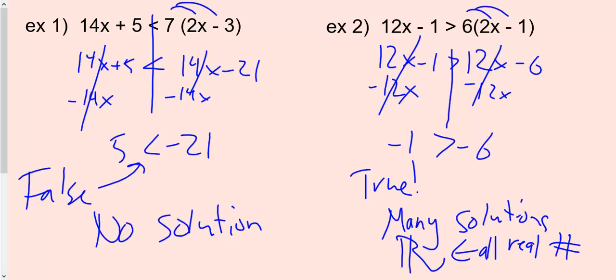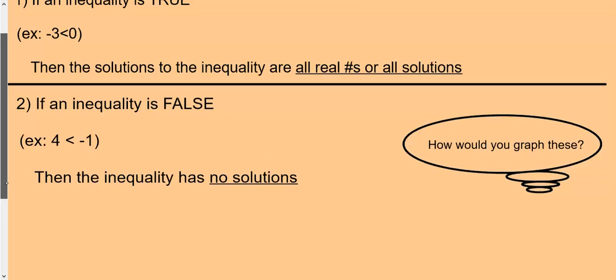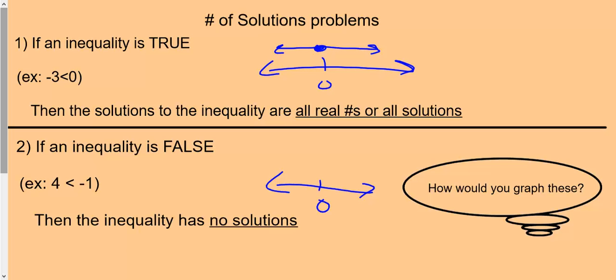This fancy R. Okay, so that means any number for x that you plug in will make that a true statement. On the other one, there's no number for x that you can plug in that'll make that true. Okay, so these are the notes for what I just did. If the inequality is true, it's all real numbers or all solutions. If the inequality is false, then it's no solutions. How would you graph these? Well, if you had to graph these, you just draw a number line with 0, and on this one here, there's nothing at all to graph. There's no value that makes it true. So this is all numbers, this is no numbers.